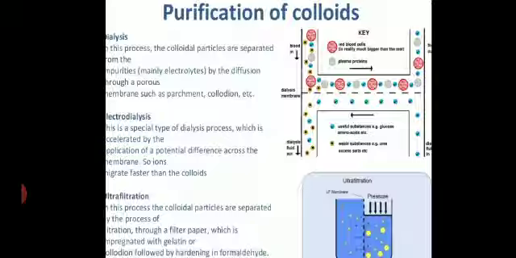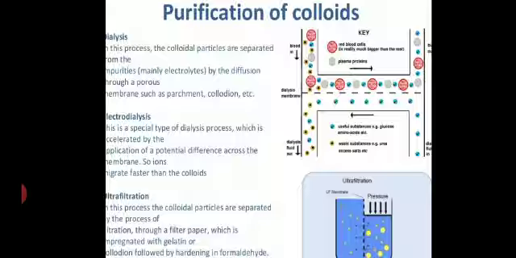Dialysis is what? The process of separating the particles of colloids from those of crystalloids by diffusion of the mixture through a parchment or an animal membrane is known as dialysis.